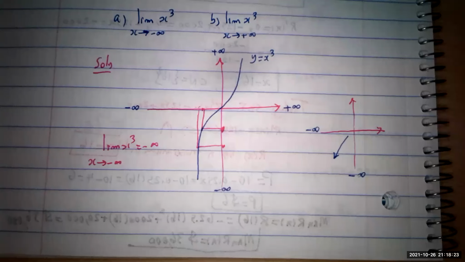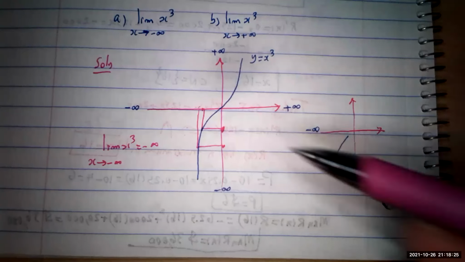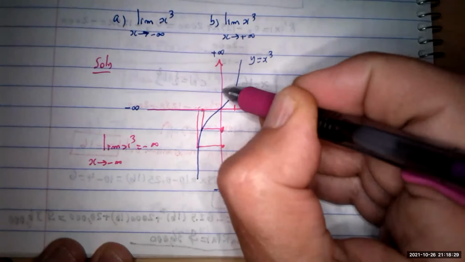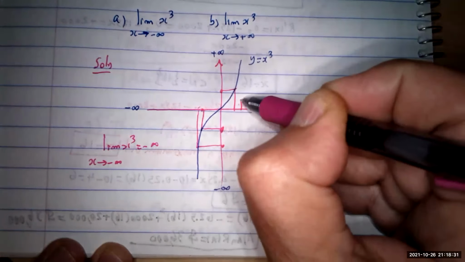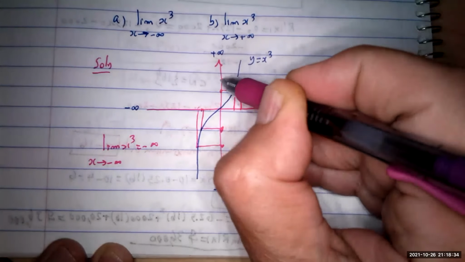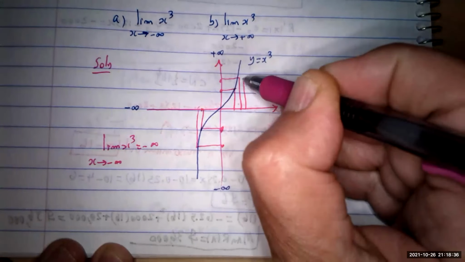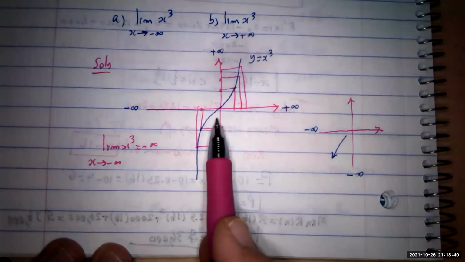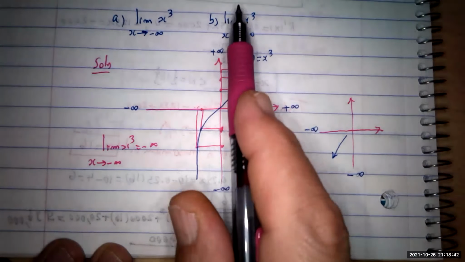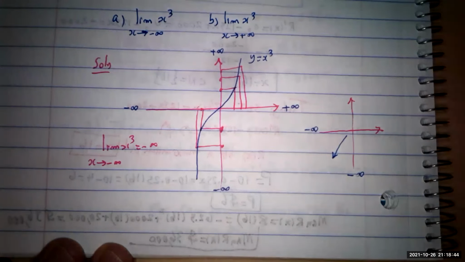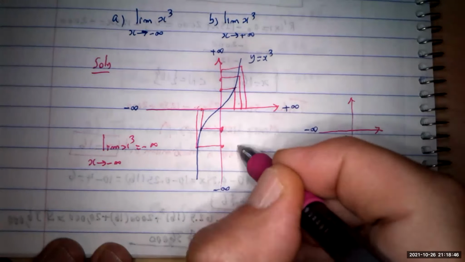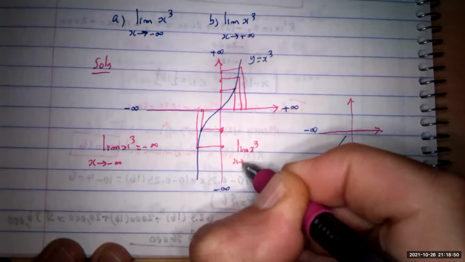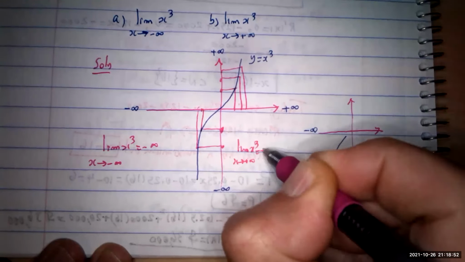Okay, so what would happen on the other end? On the other end, if x is a positive number, this is going to be y. So when x goes to positive infinity, your function is up, up, up, up. So this means the limit of x cubed when x goes to positive infinity is positive infinity.